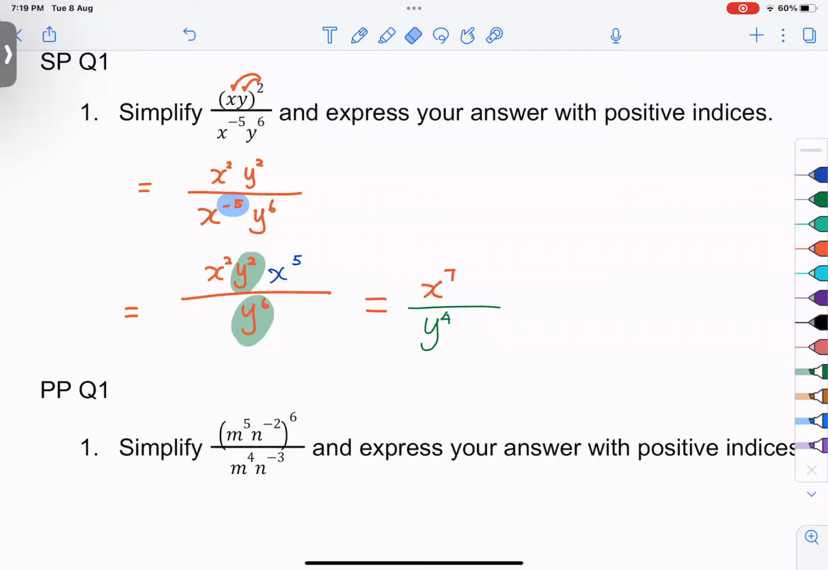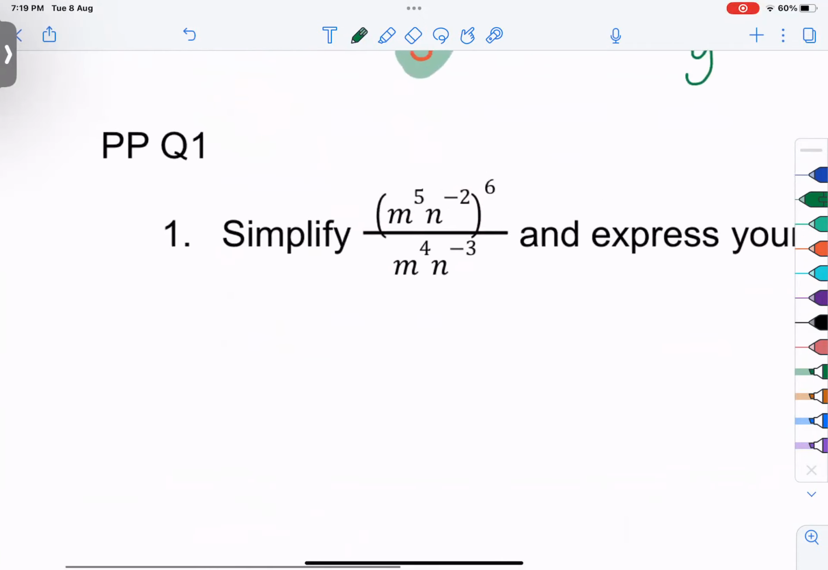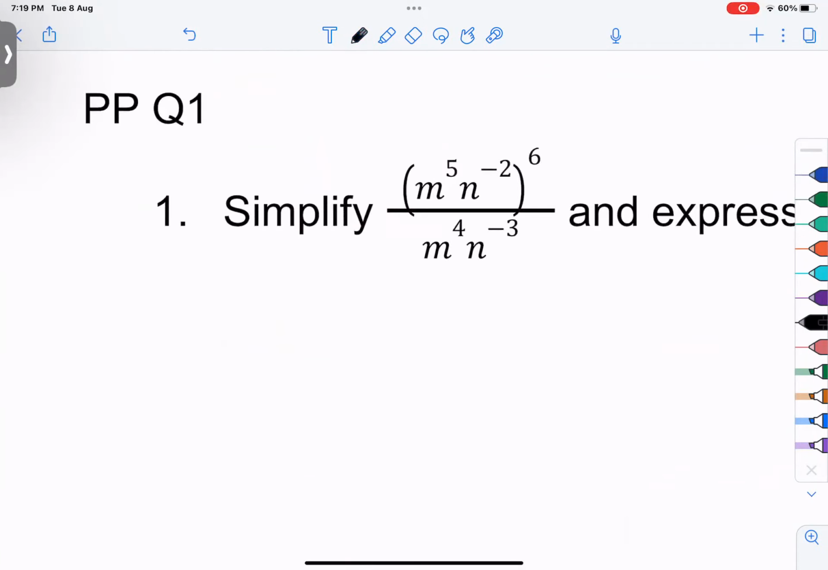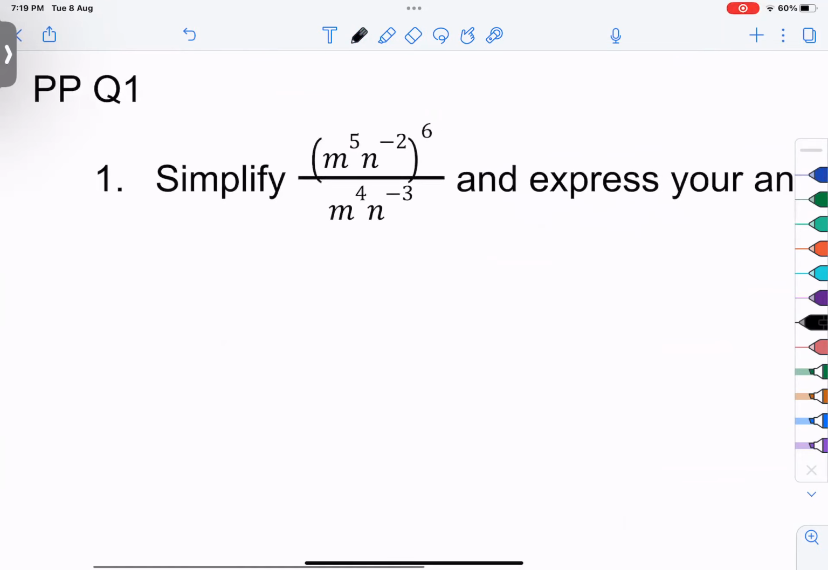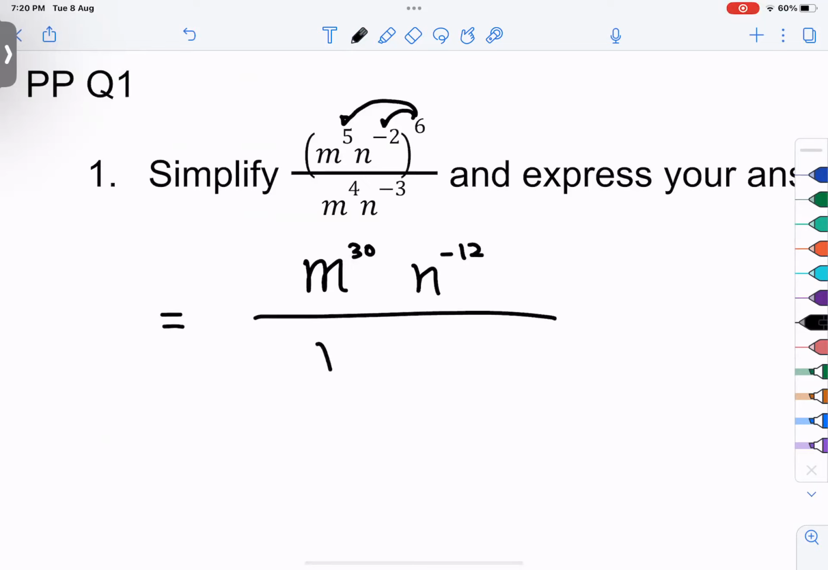First question, everyone done? Yep. Next, there's a power outside given to everything. Do on your own first and then check from the screen. So it's given to everything. There's a power inside already, so you multiply. 5 times 6, 30. Negative 2 times 6, negative 12. Downside, nothing changes.